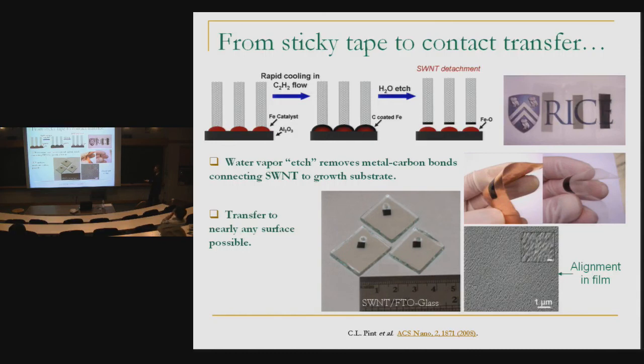So I removed the interface between the nanotubes and the catalyst particles by using a water vapor etch at high temperatures, 750 degrees C. And so that actually made the system so that I could basically just contact transfer off these nanotube films using a simple shear approach. I've transferred these to probably over 50 different types of surfaces. It's not surface energy dependent simply because it depends on van der Waals interactions.